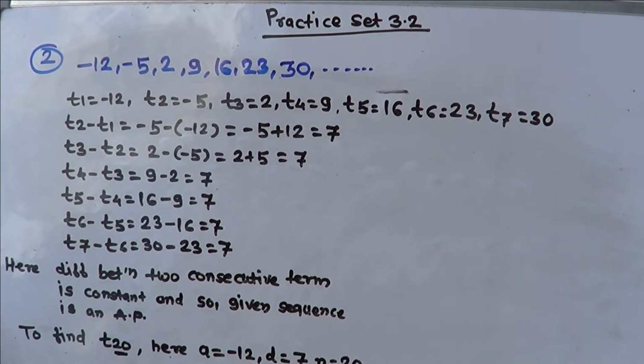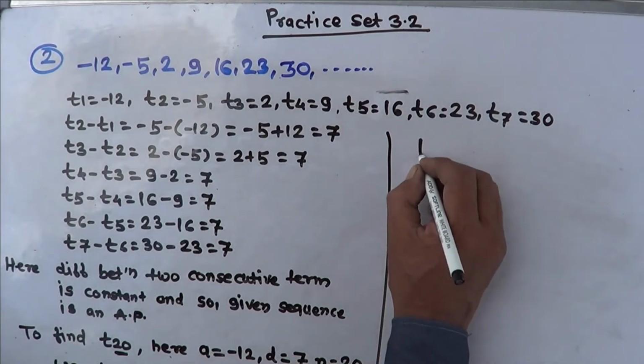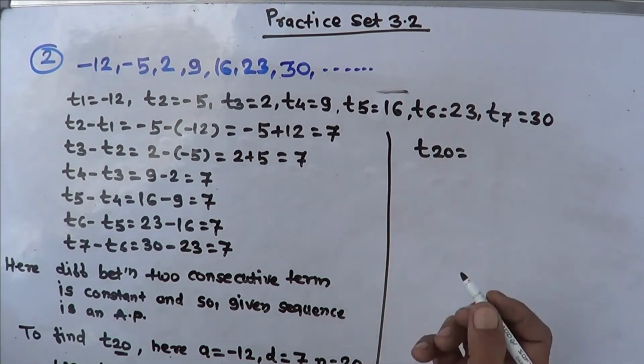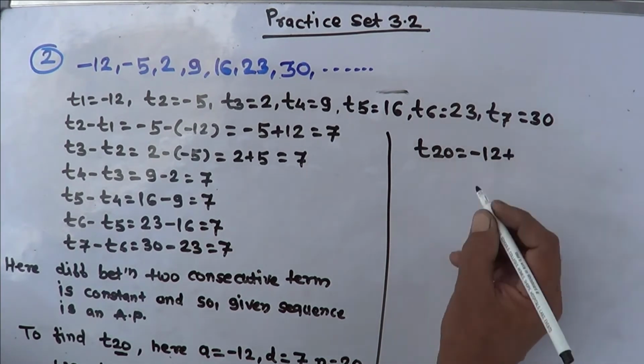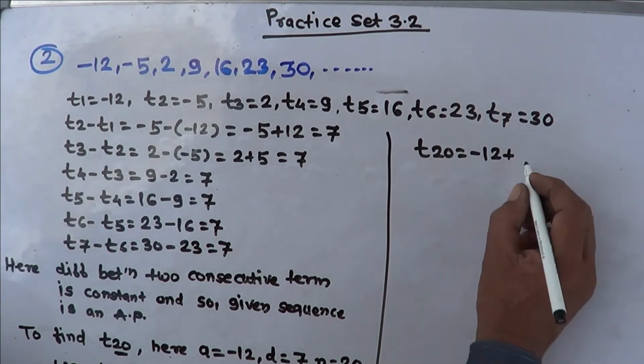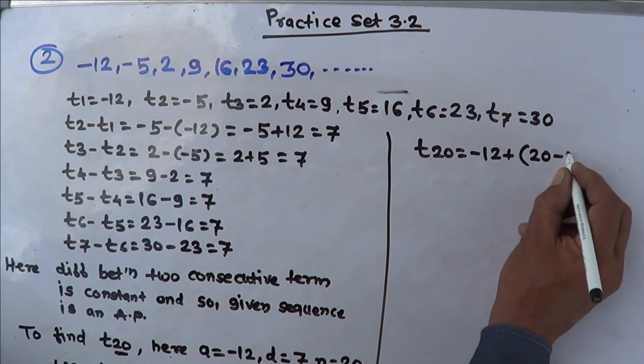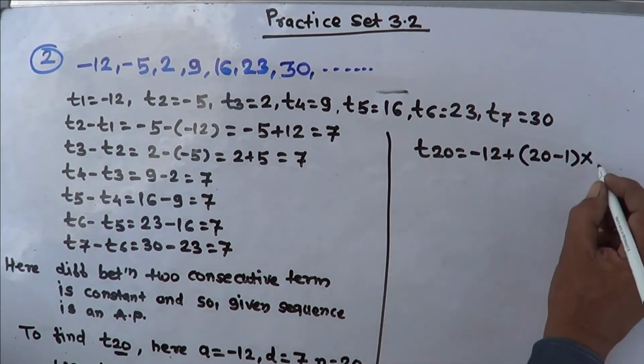So we have the formula, Tn equal to A plus n minus 1 into D. We will put the values here. Tn, that is T20, which will be equal to A is minus 12 plus n minus 1, n is 20 minus 1, into D is 7.